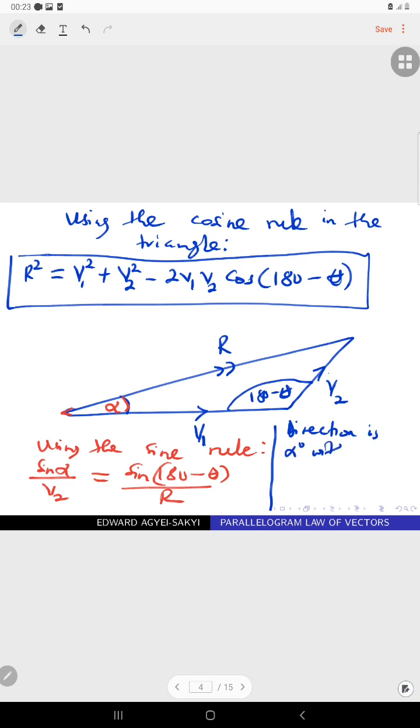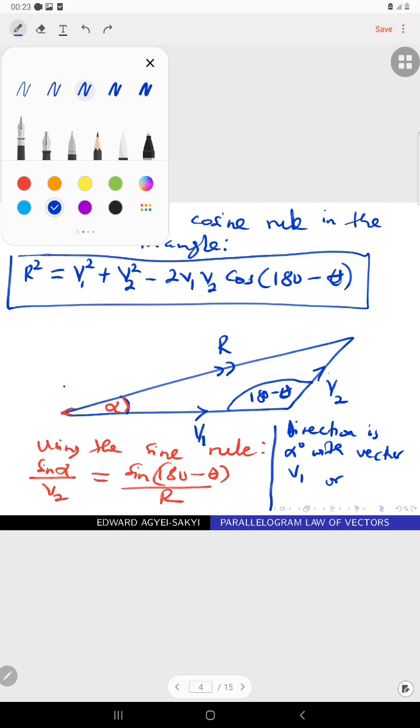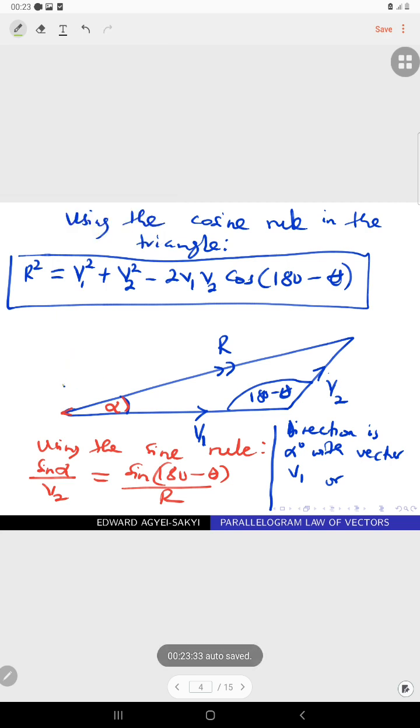Alpha degrees with vector V1. Or you can say that the direction is, when you draw your cardinal points here, okay, then how do you get your direction? Your direction is going to be east, alpha degrees north. So this is the first part of the parallelogram law.